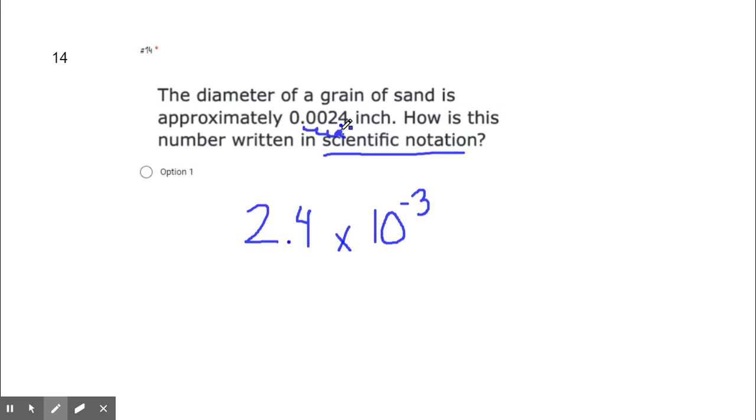If it was a number that was getting huge and huge, that would be a positive. But this is a tiny number. It's less than 1. It's going to be itty bitty, so it's going to be a negative.